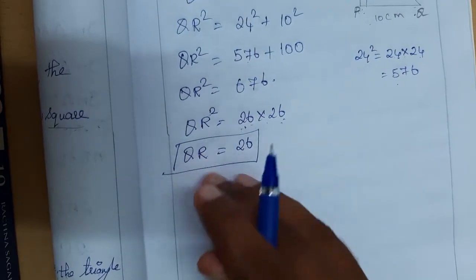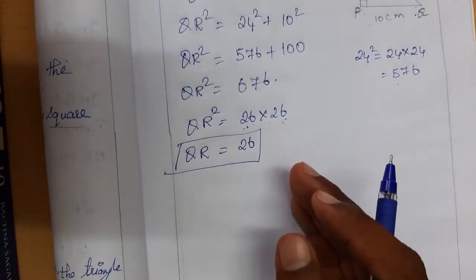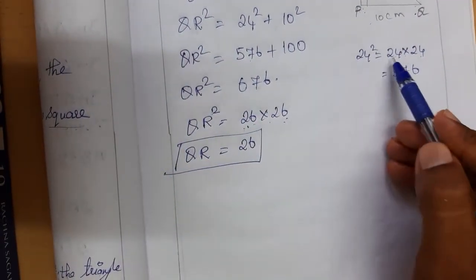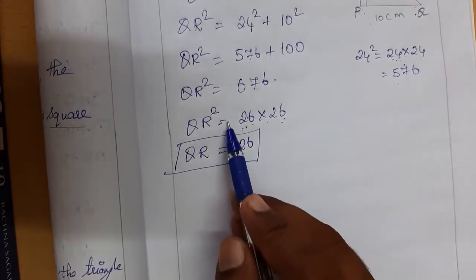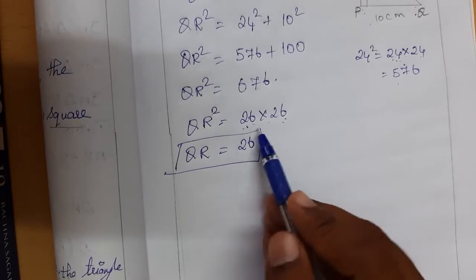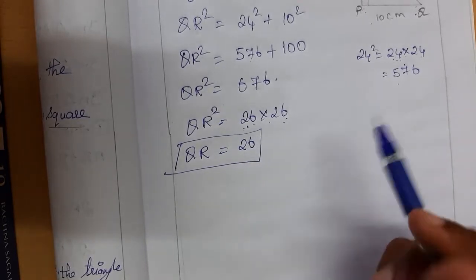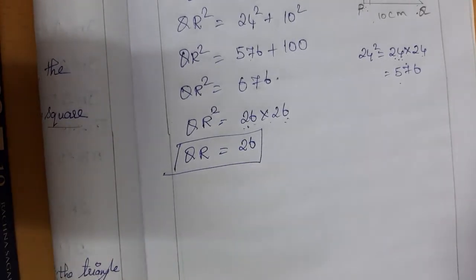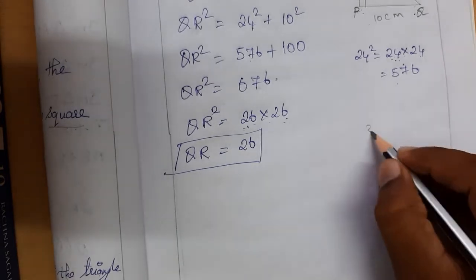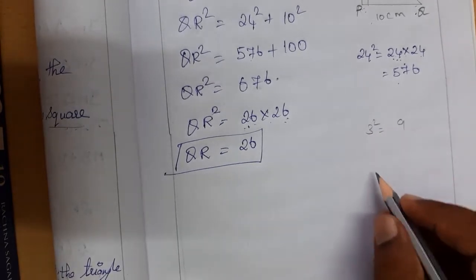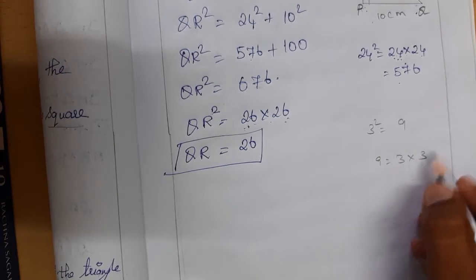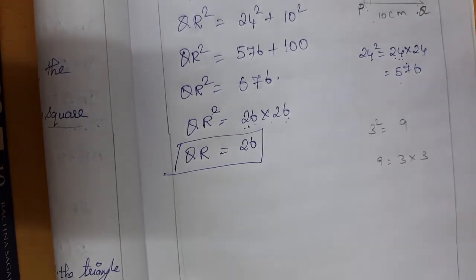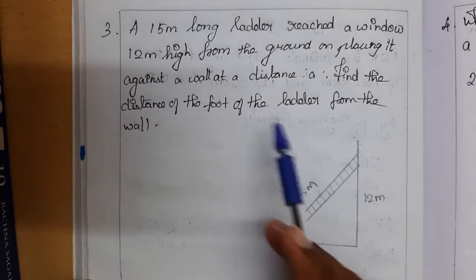Actually, in the higher classes we will be learning it as square and square roots. Now just remember, for a square, we have to multiply the number by itself, and while taking the square root, we have to remove one of them. Clear? For example, 3 square means 9. The 9 we can represent as 3 into 3. So if you are asking for the square root, we can represent it as 3. So here we go for the next problem.